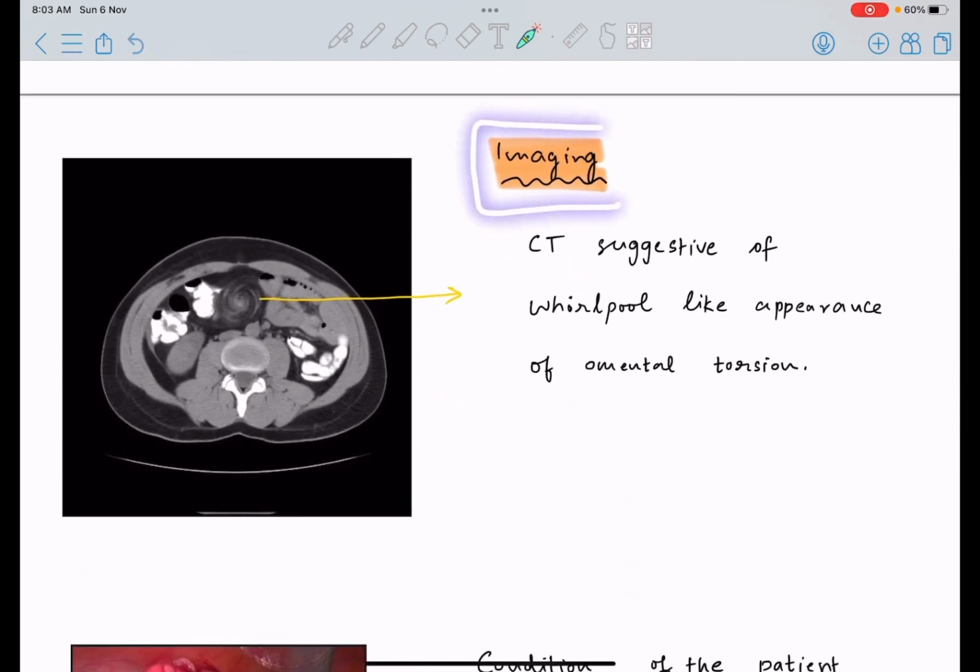Imaging can be done, that is with contrast in a CT scan, and in that we can observe a whirlpool-like appearance of the omentum which has undergone torsion. So a whirlpool-like appearance is diagnostic of omental torsion in CT scan.